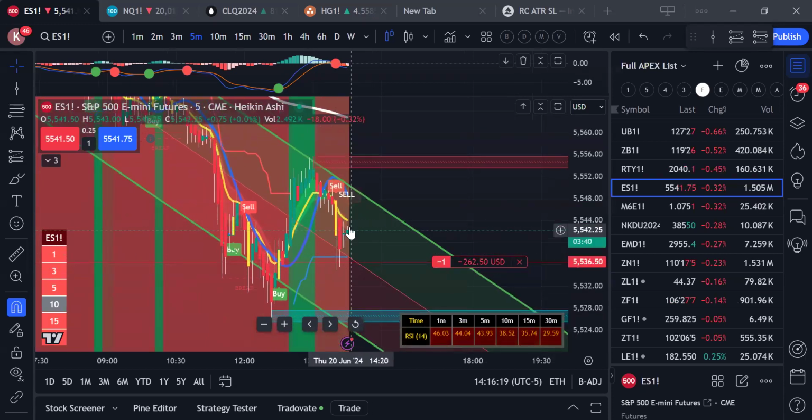One more position. Yeah, because it was such a big candle.